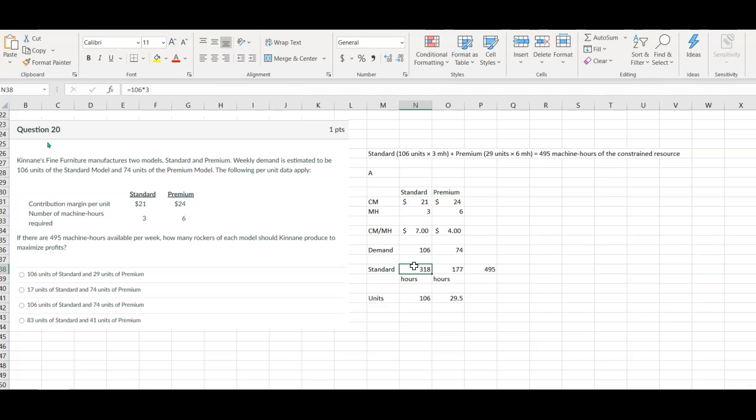Demand is 106. We'd have to use up 318 hours on the machine. So that 318 divided by 3 would give us 106 units that we could make of standard. And for premium, we've got contribution margin per machine hour of 4. So we would have a total of, we've got demand of 74.